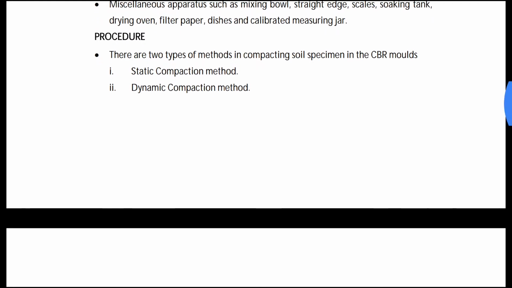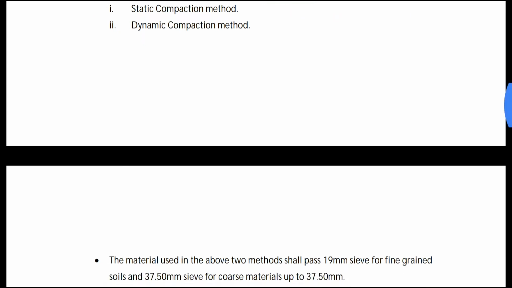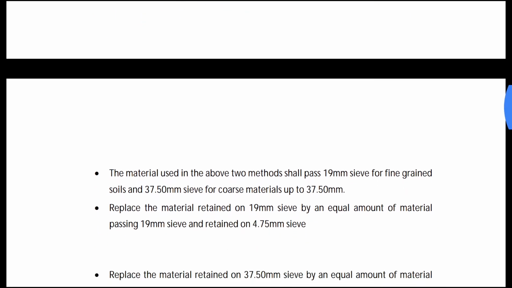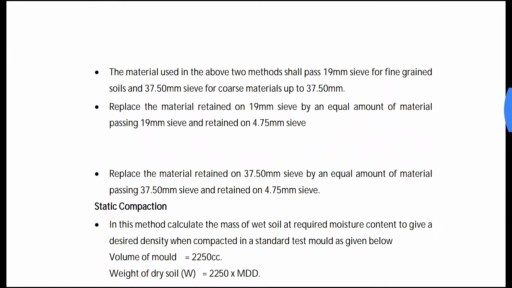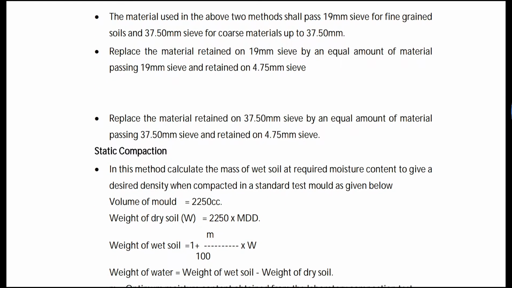So here is the procedure. First, there are two types of methods in compacting soil specimen in the CBR molds: the static compaction method and the dynamic compaction method. The materials in the above two methods shall pass 19 mm sieve for the fine-grained soils and 37.50 mm sieve for coarse materials up to 37.50 mm.